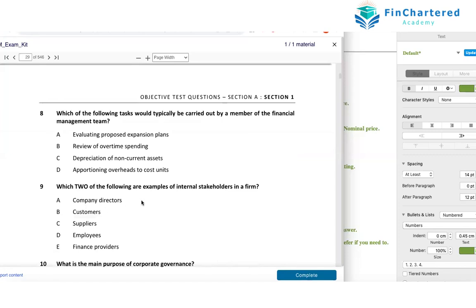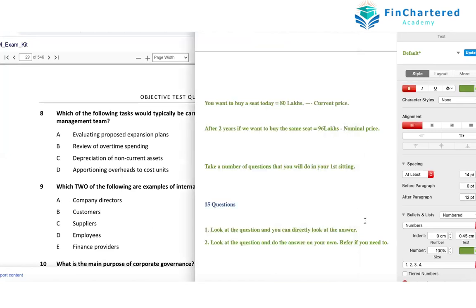Which two of the following are examples of internal stakeholder? So, which two could it be? Company directors and employees. So, it has to be A and D. But suppose I don't know the answer. What I will do is, I will quickly refer the answer and see if I'm happy with it.